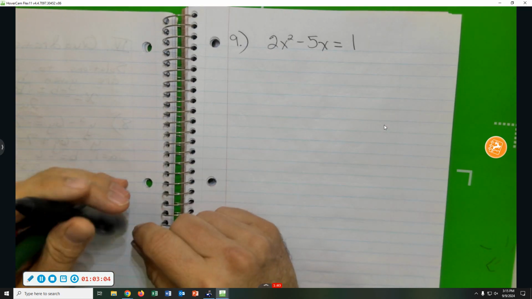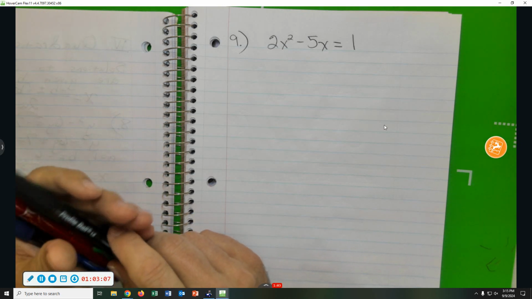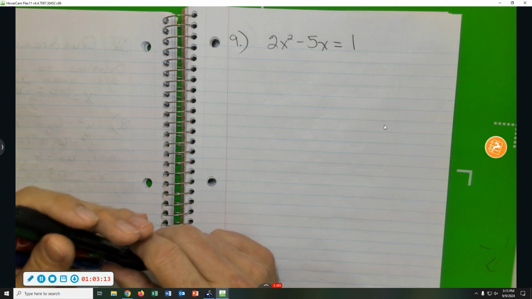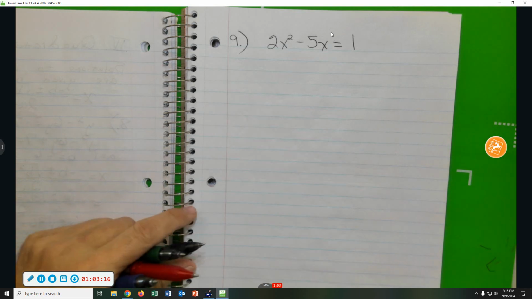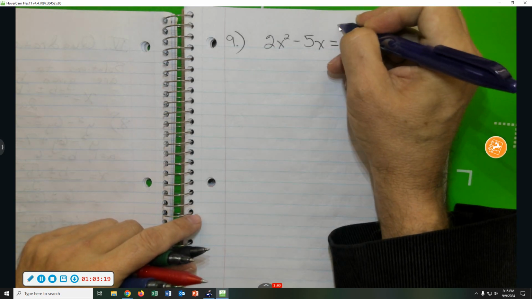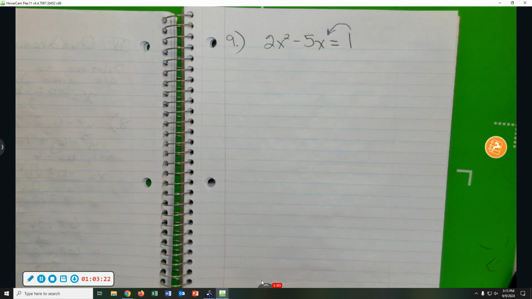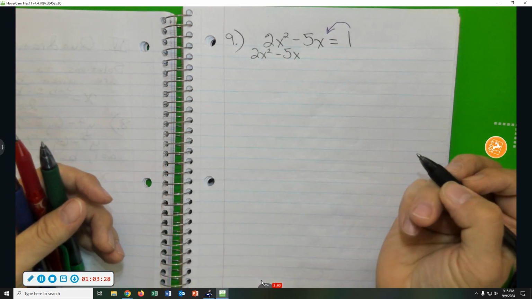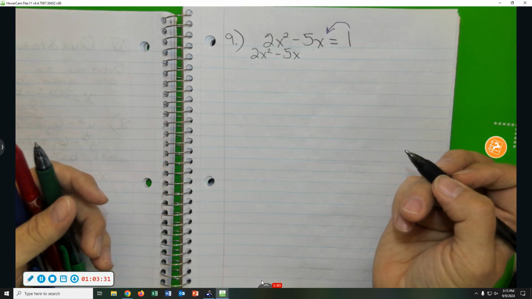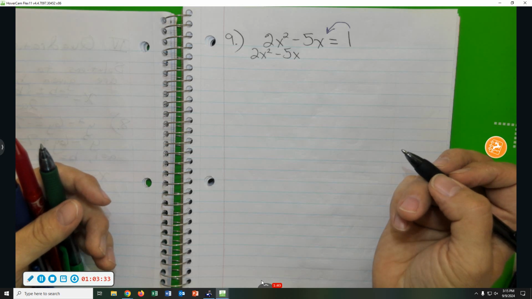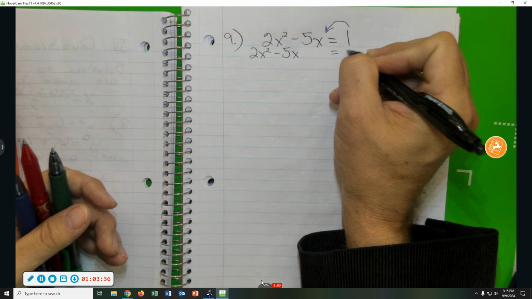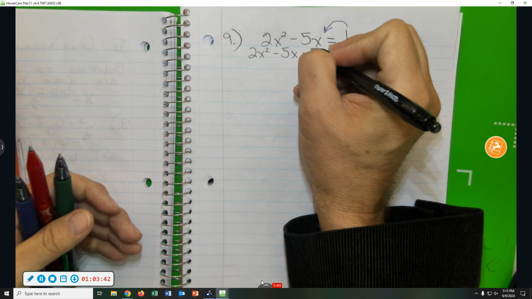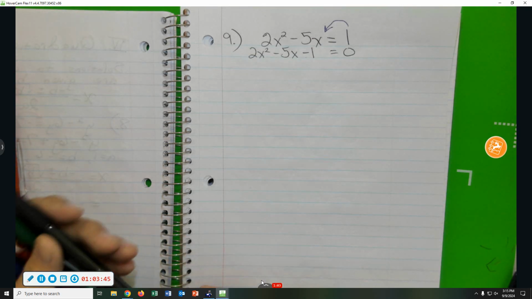Okay, we're going to use the quadratic formula. Am I going to have to move stuff around, or is this in the desired form already? We're going to have to move things around. Okay, what are we going to move? The 1. Okay, we'll pick up that positive 1. We'll move it over by subtracting 1 to give us 2x squared minus 5x minus 1, equals 0. Then we can identify our A, B, and C values.